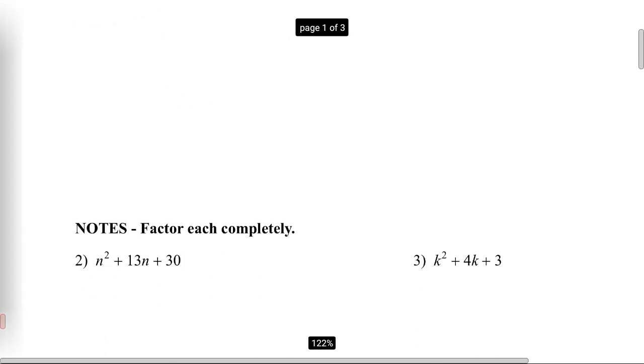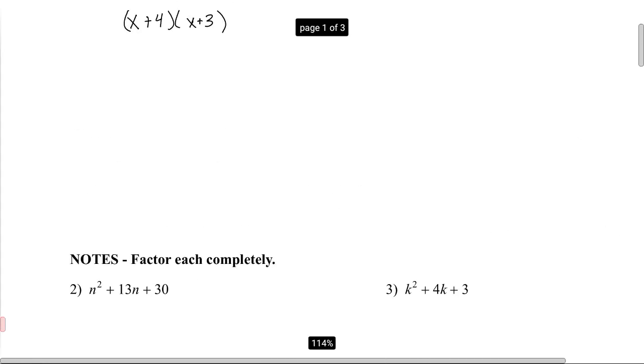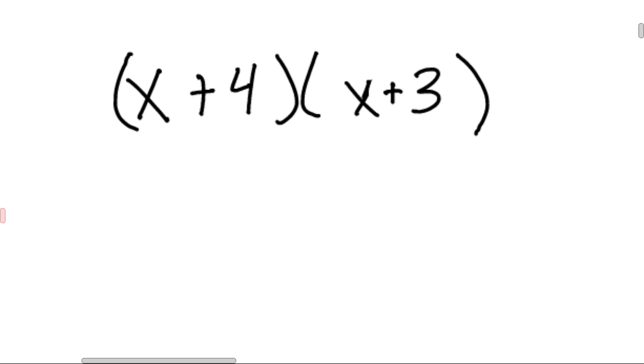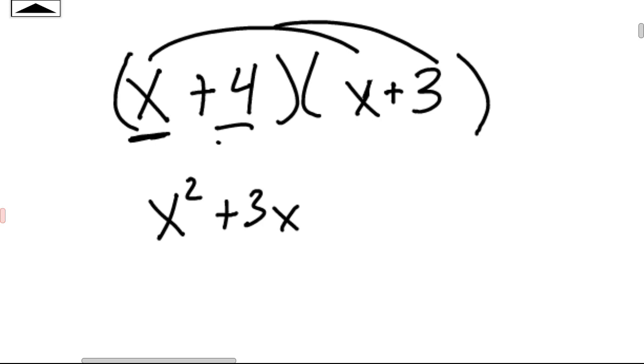So like this example here, see the leading coefficient, the number in front of the squared term, that is going to be 1. So a little review, if we multiply binomials, how would you do this? Well, how many times does each term get distributed? Once, twice. So what is x times x? x squared. What is x times positive 3? 3x. And then you move on to the next one.